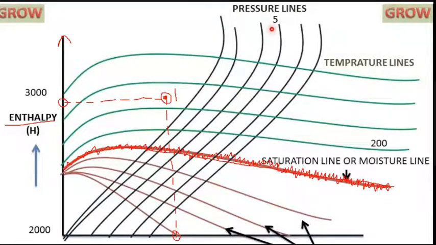So above this line, wherever you pick a point, the condition of steam will be superheated steam and the value of x will be greater than 1. And if you are picking a point below this line, below this curve, wherever you pick a point, the value of x will be less than 1 and the condition of steam is wet steam.